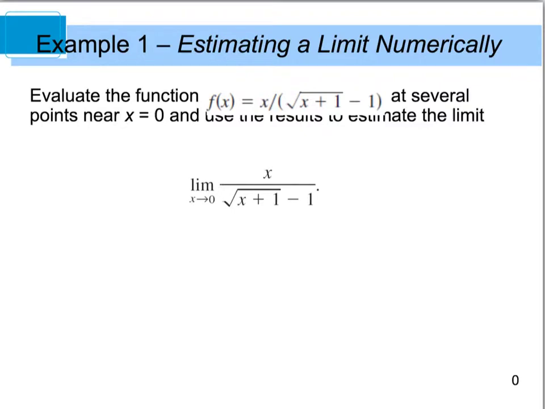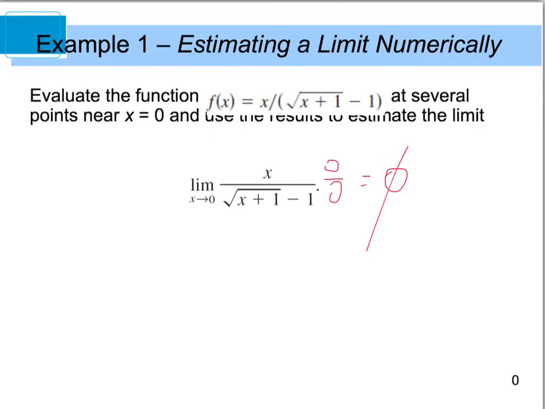So we have another function here. We have x over all this, and if we plug in 0, we're going to get 0 over 0, which does not exist. So we'd have to go through and try to evaluate. The easiest way to evaluate the limit is to use a graphing calculator and plug in values that get closer and closer to 0.